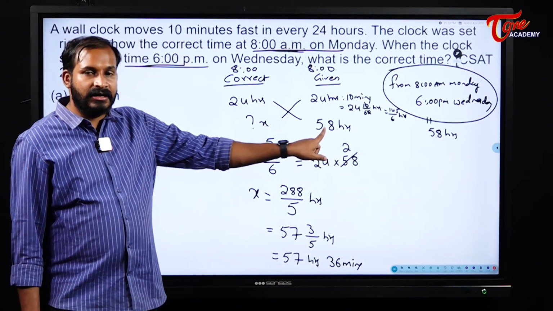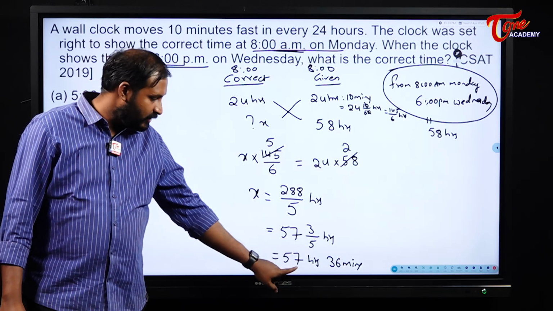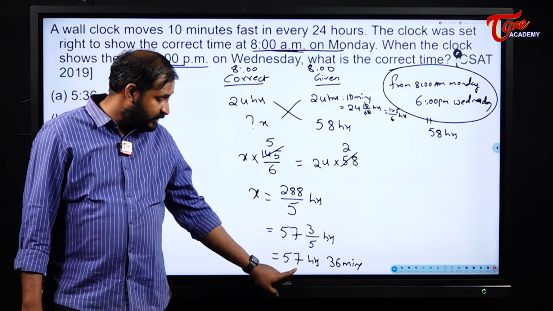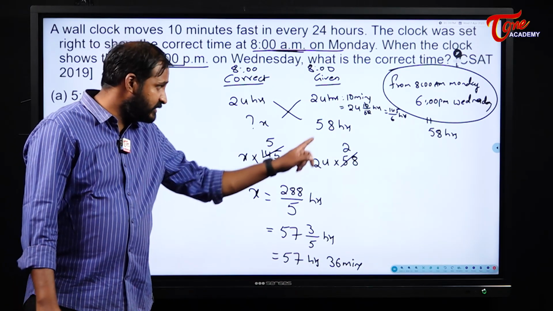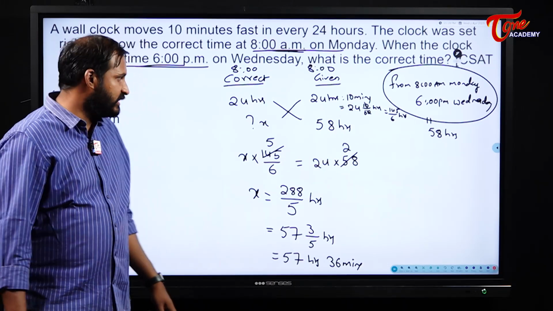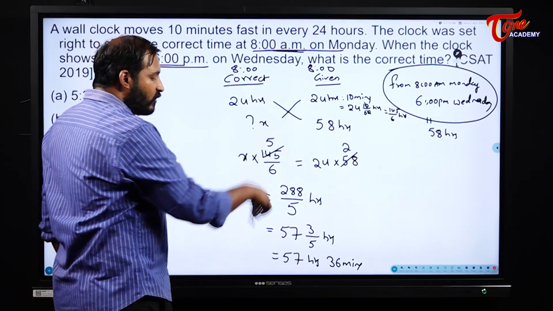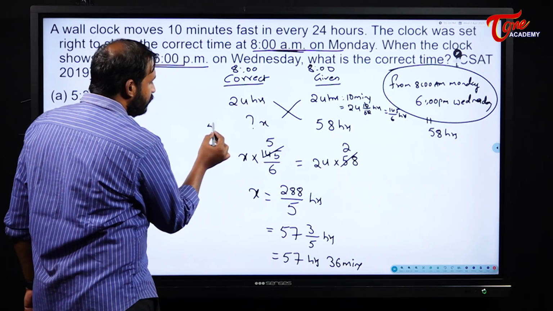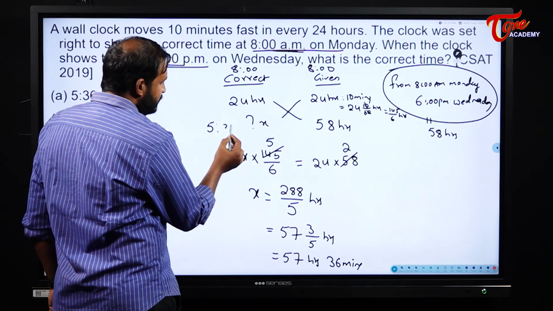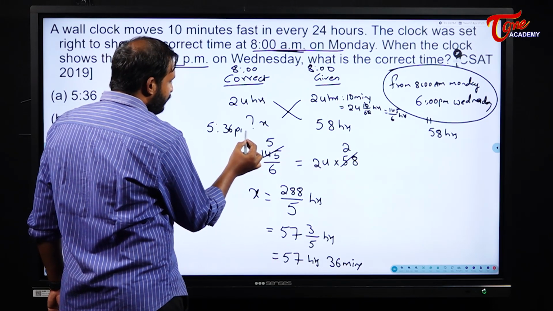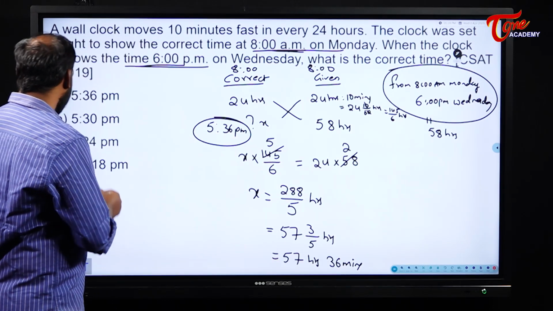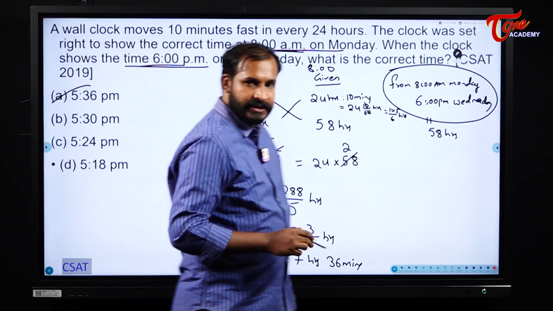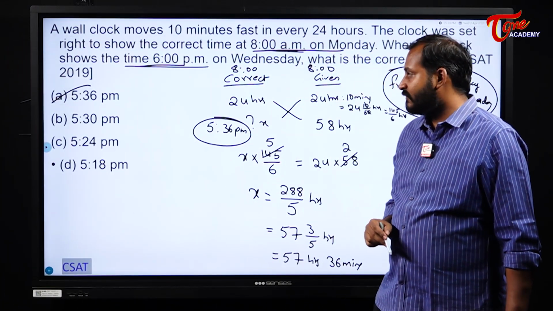In the wrong clock it runs how many hours? 58 hours. In the correct clock it will run how much time? 57 hours 36 minutes. How much is the difference here? 24 minutes. That means it is 24 minutes less. So in the correct clock it will show 5:36 p.m.